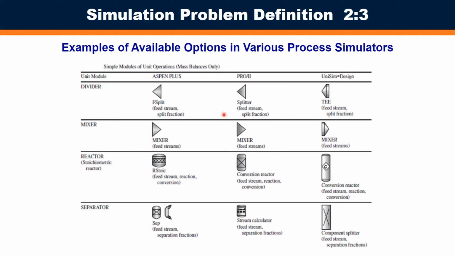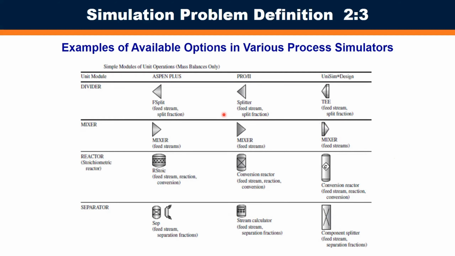So, you know, a splitter, the divider here, you can basically split a stream with no combination. At the bottom, you have the separator, where you can specify separation fractions at any arbitrary rate without having any physical relationship with them. You can literally split any stream into any set of constituents. But again, this is for simple mass balances only, and not to do energy calculations or even enthalpy estimations. Similarly, for reactors, you can have the simple stoichiometric reactor, where all that's needed is the feed stream specification, the reaction, and the level of conversion, and that will give you the output.